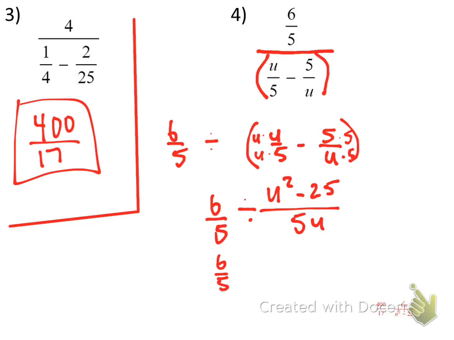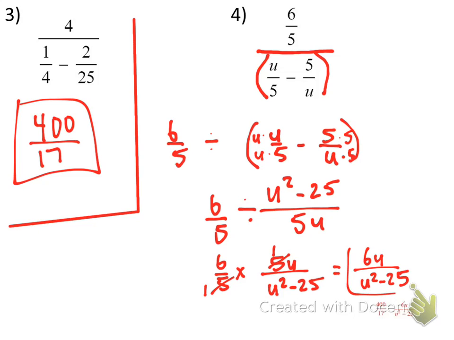We're going to change the division to a multiply sign, so it's going to be 6/5 times 5u over u squared minus 25. Okay, 5 goes, cancel out with 5 over here. 6 times 1 is 6, times u is 6u. Denominator is going to be 1 times u squared minus 25. And your answer is as follows. We can't really cancel anything else out, so bam, we're done. Okay, that will conclude today's lesson.